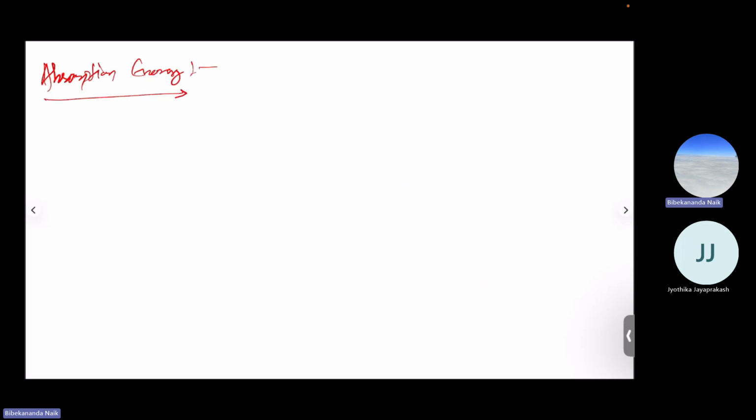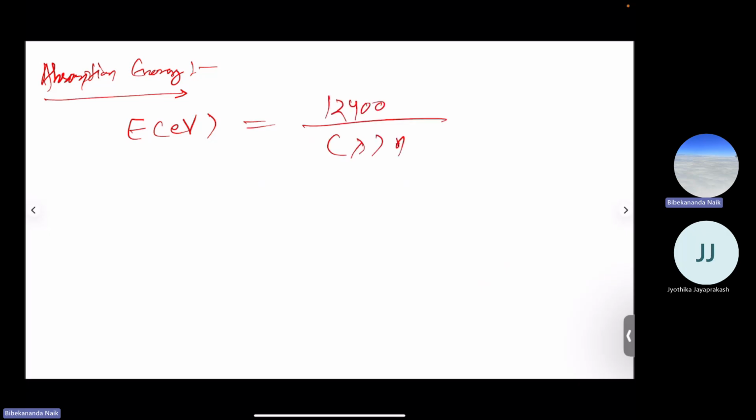So we know there is an expression to convert the wavelength, which is given in Angstrom, to electron volt, the unit of energy. E in electron volt will be 12,400 divided by the wavelength in Angstrom. Here the wavelength is 3100 Angstrom, so it will be 12,400 divided by 3100, which is 4 eV.